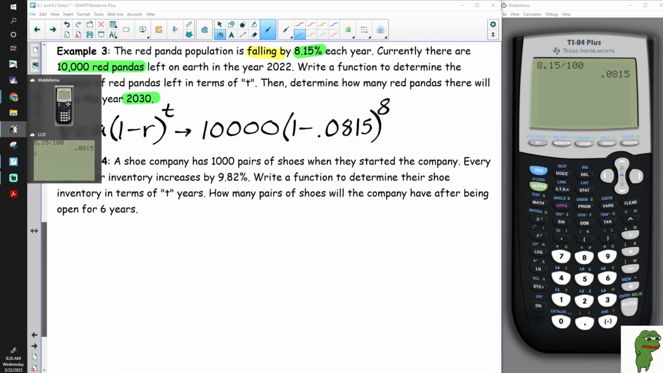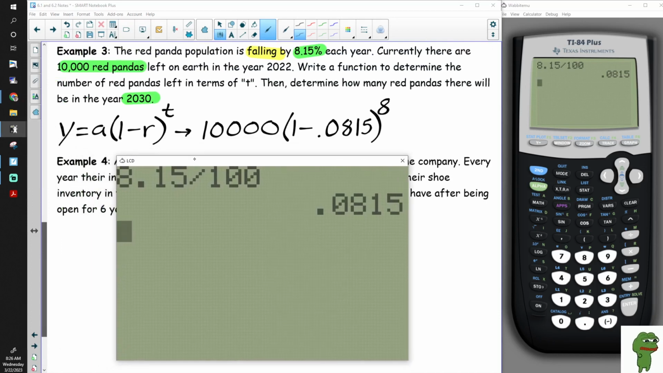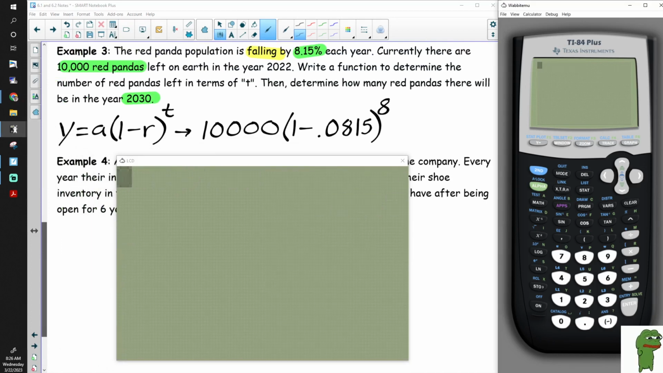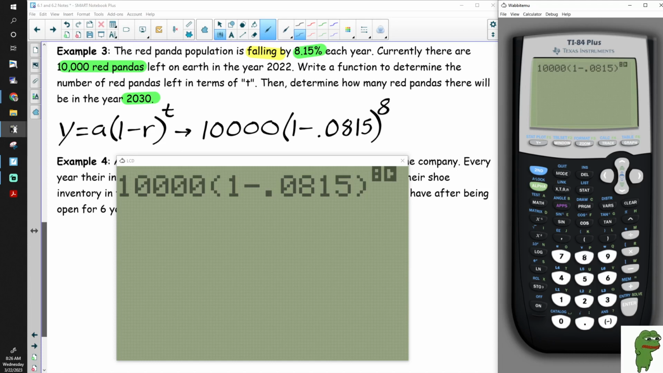Okay, I'm going to pull up the big screen. Let's plug it in. 10,000 is our starting population. 1 minus the rate, 0.0815. And this is the power of 8 years. There is our exponential decay problem. This is one way they measure population growth and decay in the real world. They use an exponential function.